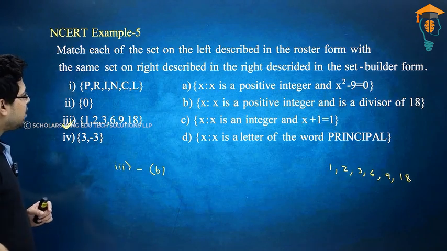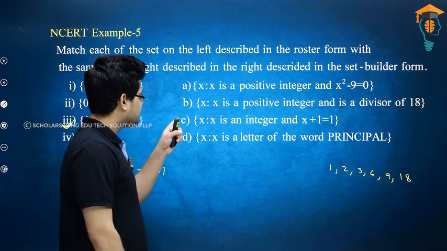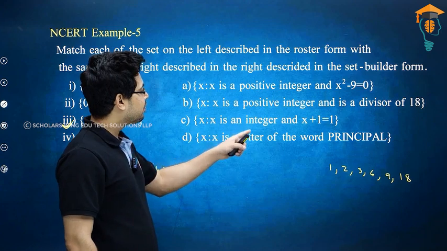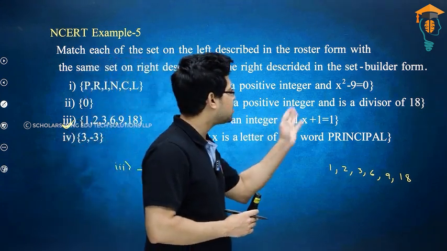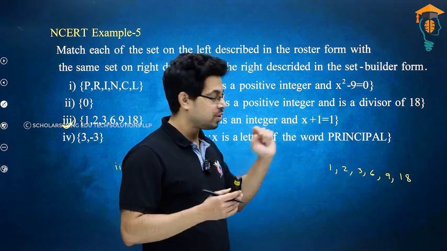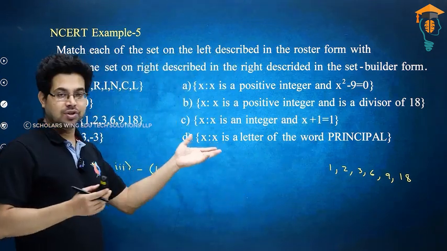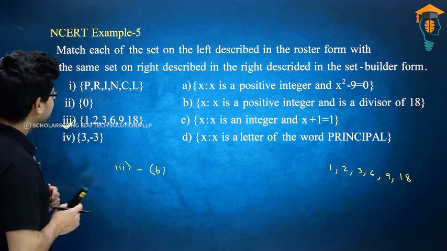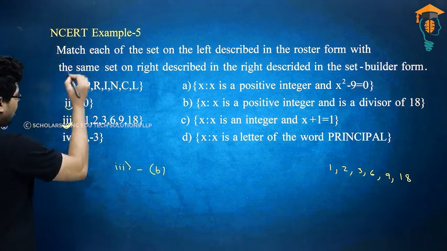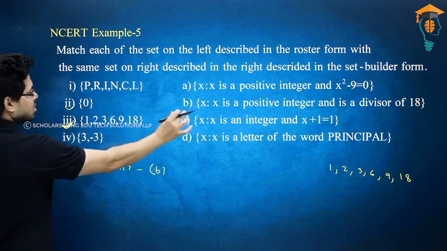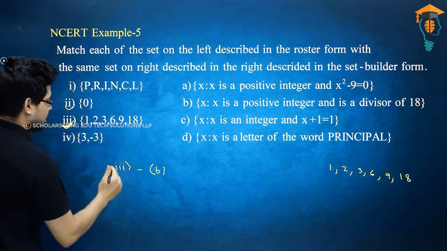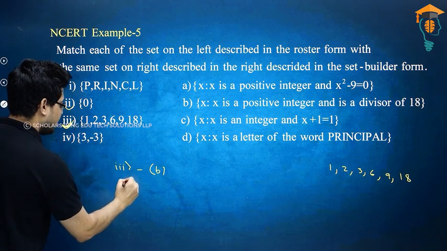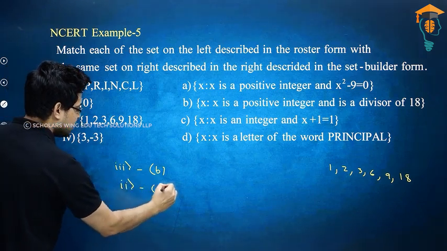All right. Now let's talk about the set in option C. X is an integer and x plus 1 is equal to 1. All right. That means if 1 goes that side, x becomes 0. And x is an integer. That means x is 0. Where is 0? 0 is present in option 2. All right. So set in option C and set in option 2, both are same. So I will write 2 with C.